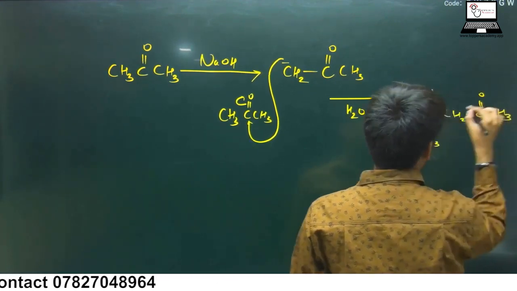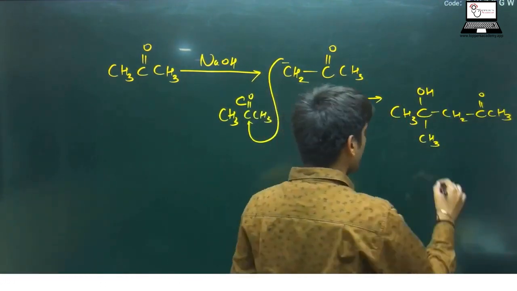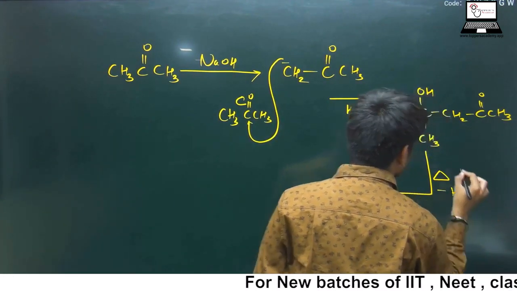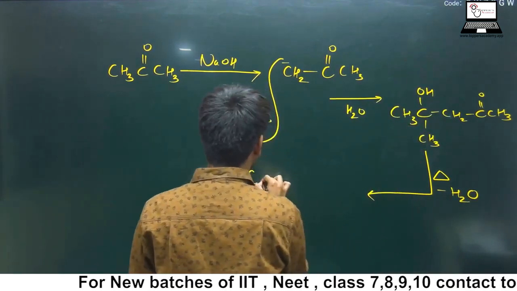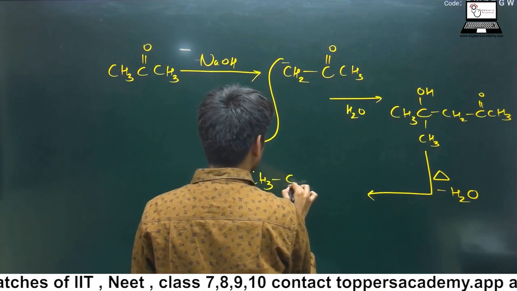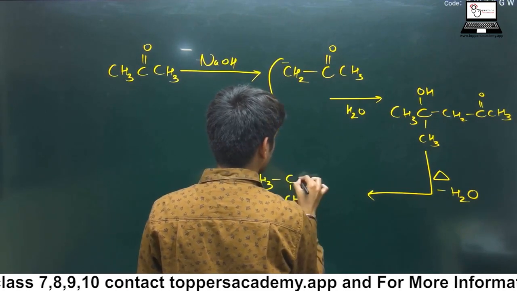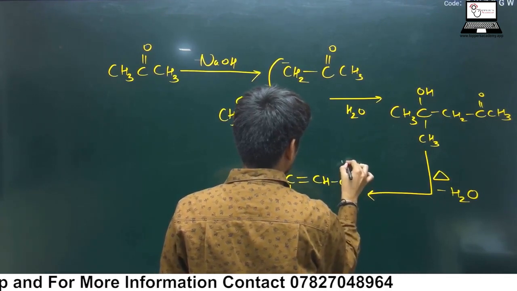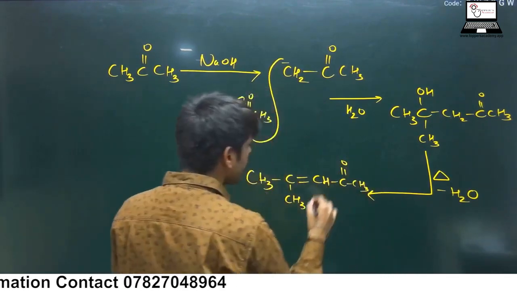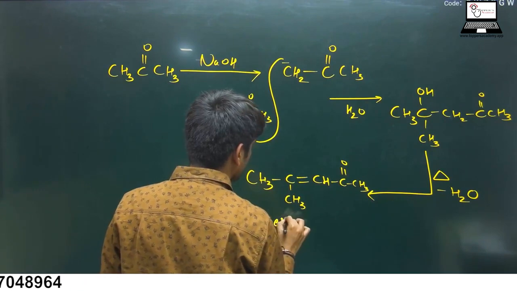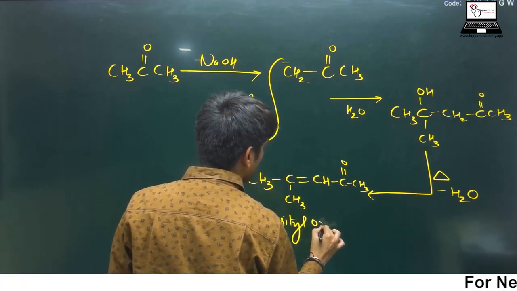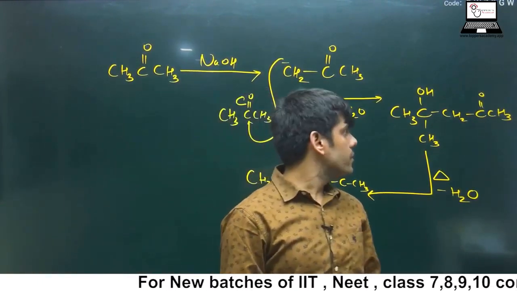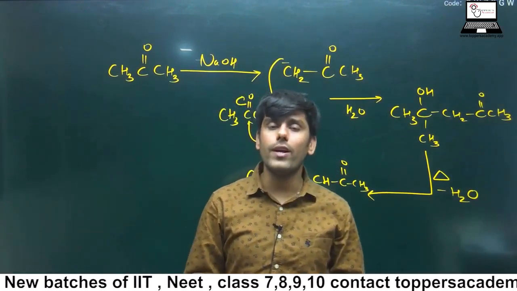So this is your alpha beta unsaturated ketone. Now what happens when I heat it? There's a removal of water molecule, elimination of water molecule, and what I have is mesityl oxide. This is called mesityl oxide. So this is again an example of aldol condensation.